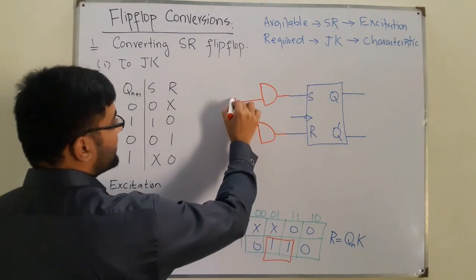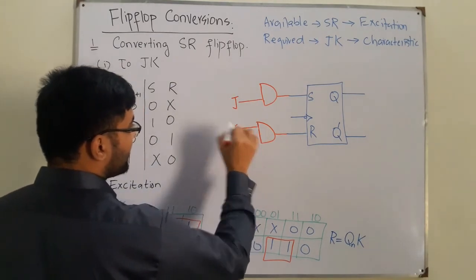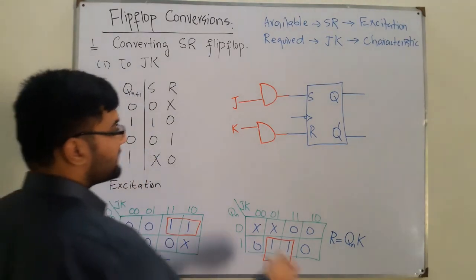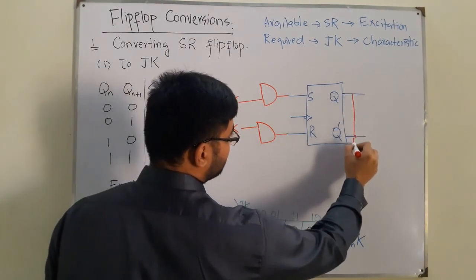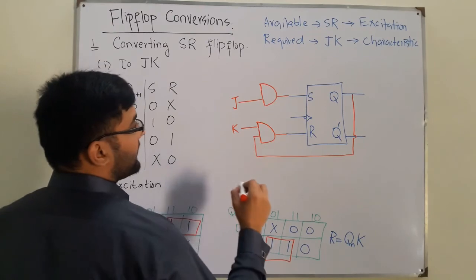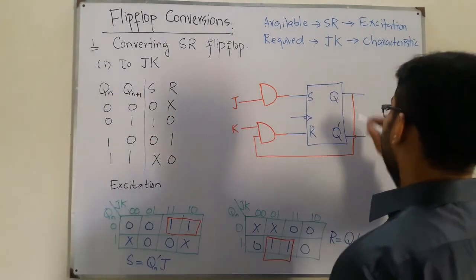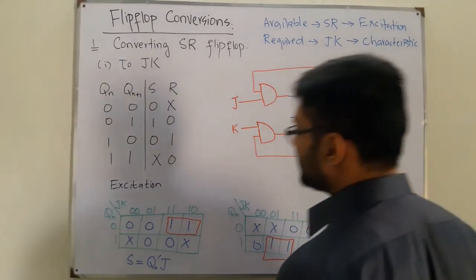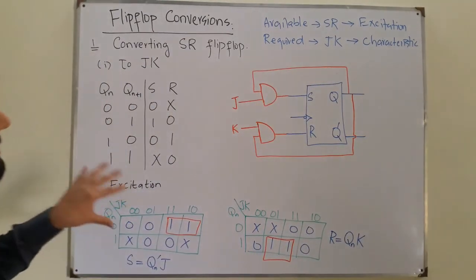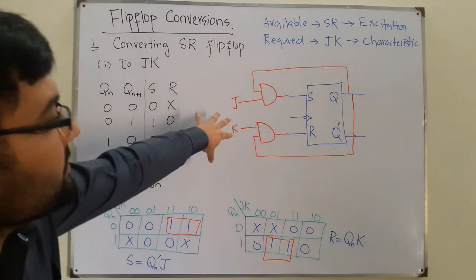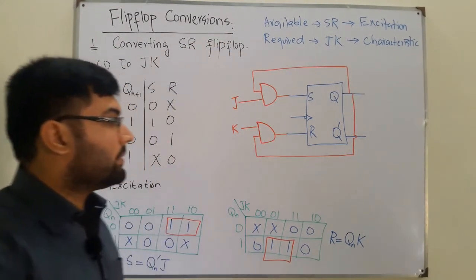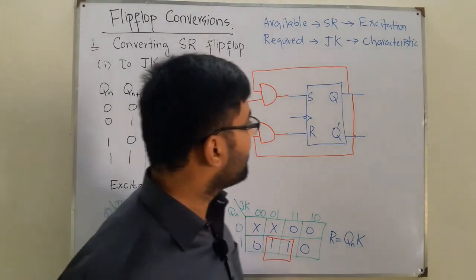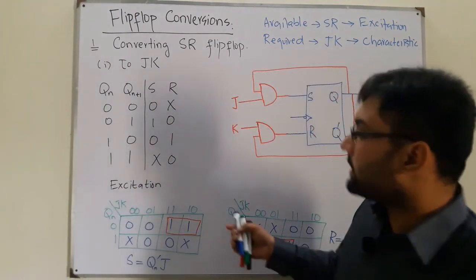Over here we have the J, and over here we have the K. And now you give it a Qn here, and the Qn complement is also combined with the J. So now we have converted the SR flip-flop into a JK flip-flop. Now you give it the inputs, and it will be operating as a JK flip-flop, which means it will be toggling.